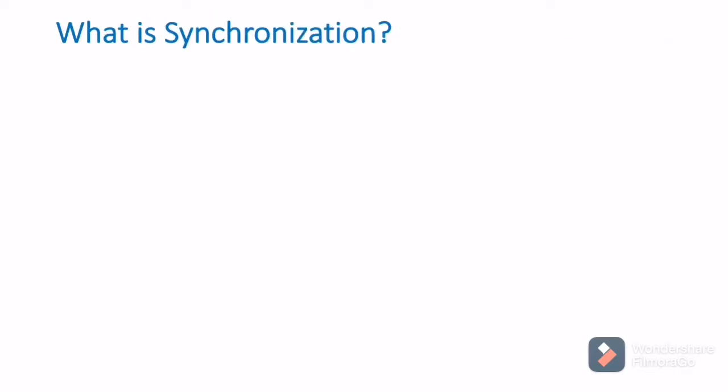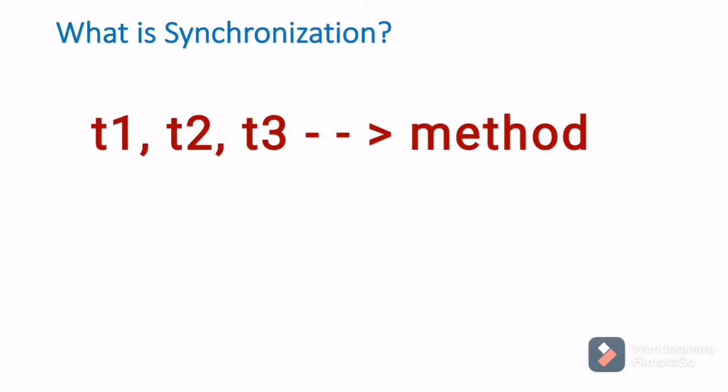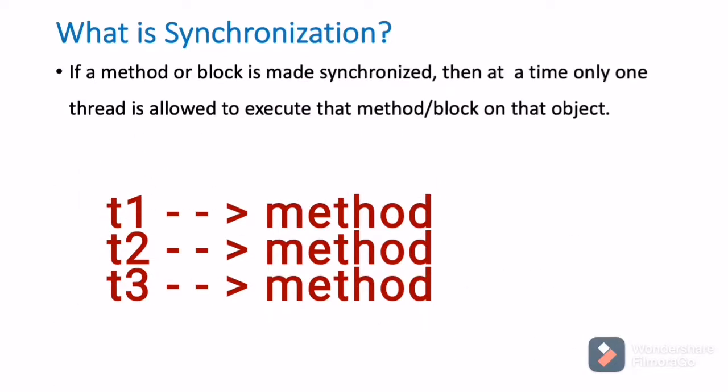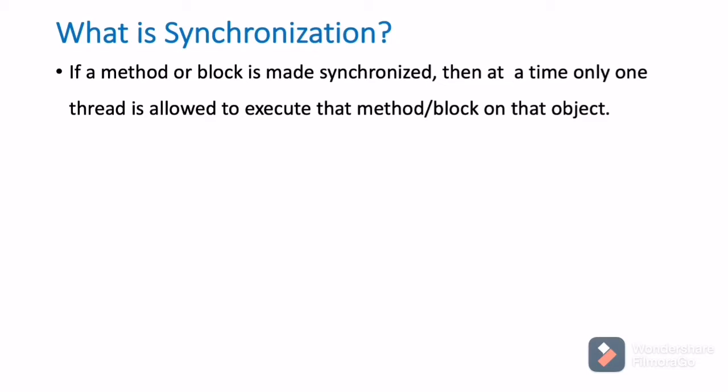Next, let's see one important interview question. What is synchronization? If there are multiple threads and all of them want to access the same object, there will be a data inconsistency problem. To avoid that, we can make the method accessible by only one thread at a time. That is called synchronization. We make that method or block synchronized. Synchronized is a keyword. If you do that, then at a time only one thread is allowed to execute that method or block on that object.